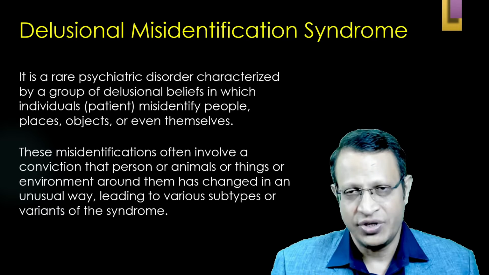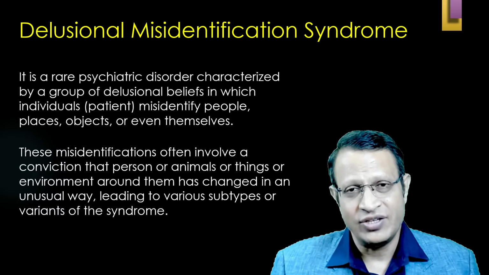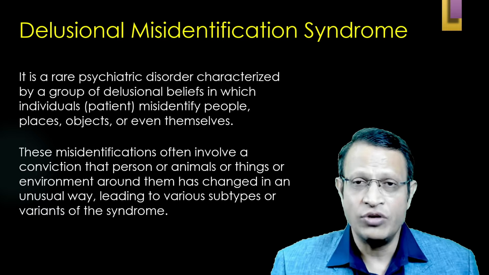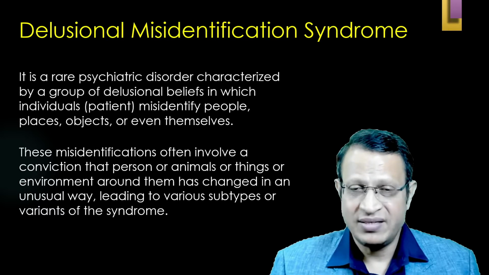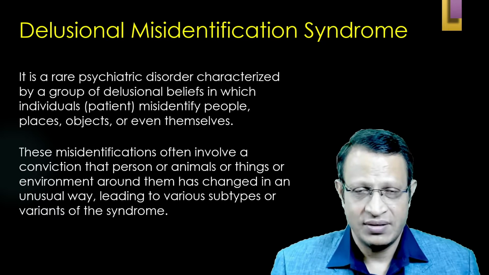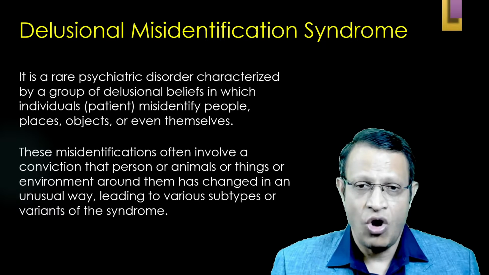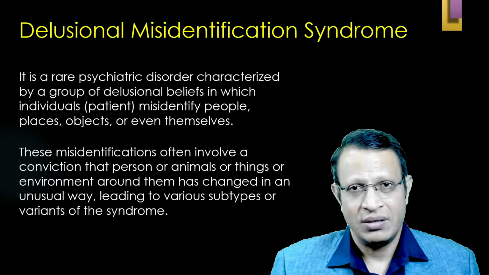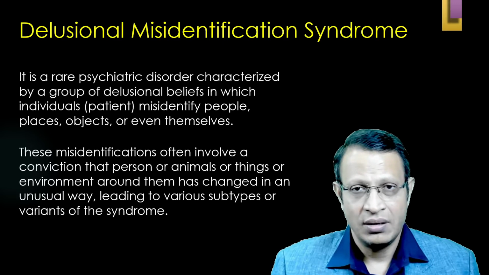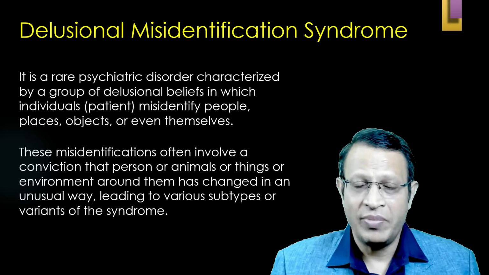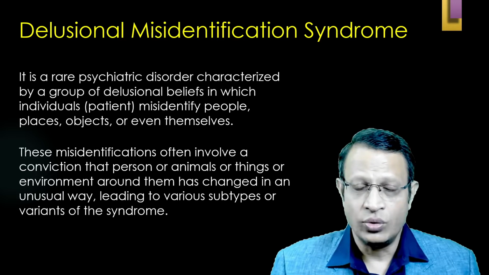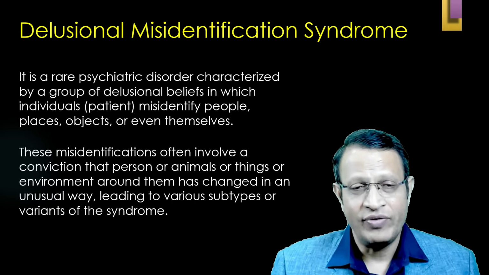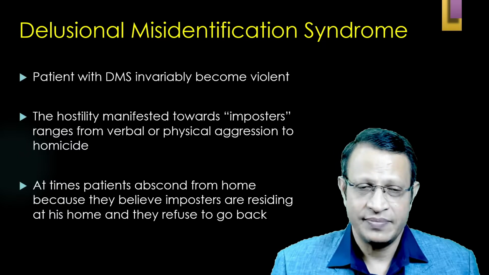Delusional Misidentification Syndrome is a rare psychiatric disorder characterized by a group of delusional beliefs in which the patients misidentify people, places, objects, or even themselves. These misidentifications often involve a conviction that a person, animal, thing, or the environment around them has changed in an unusual way, leading to various subtypes and various syndromes, my dear friends.